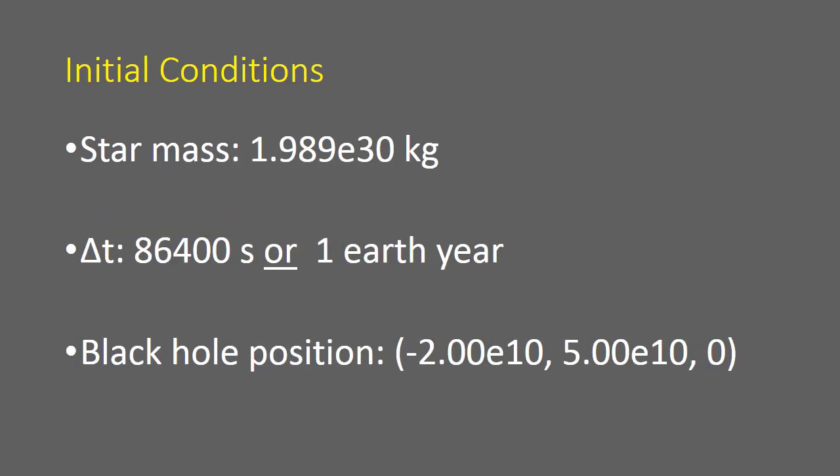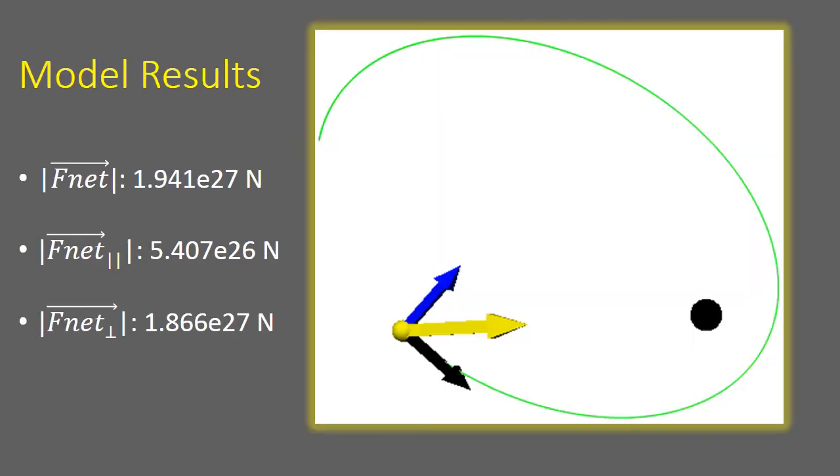These were the initial conditions that were given to me by WebAssign. The star's mass was 1.989 times 10 to the 30 kilograms. The delta T was 86,400 seconds, otherwise known as 1 Earth day. And the black hole's position was -2 times 10 to the 10 in the x component, 5 times 10 to the 10 in the y component, and 0 in the z component.